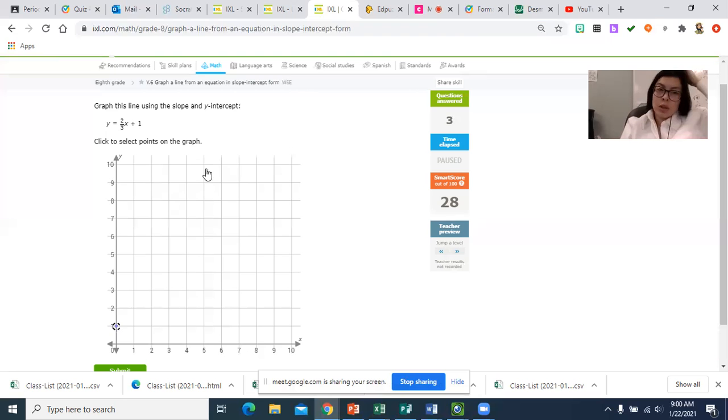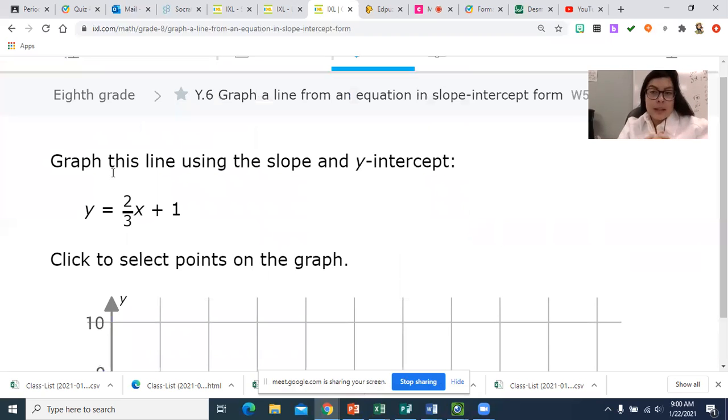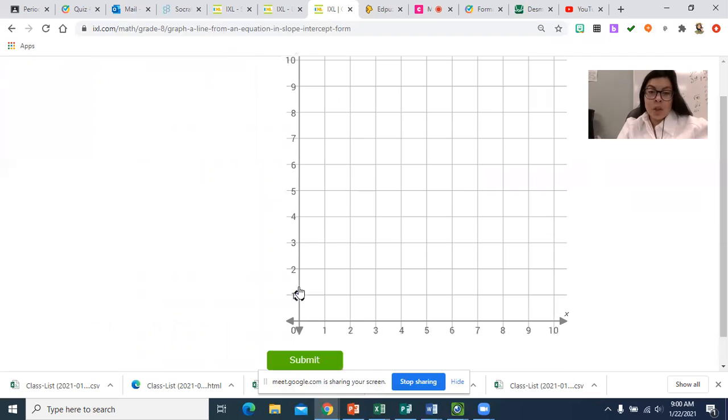So here in this problem, what is your slope? The number in front of x, the coefficient of x. It's 2 over 3. So then is it positive or is it negative? It's positive. So because it's positive, you're going to go up. So from the 1, you're going to go up 2. Now, when we go up, we're going to count blocks, not points. We're counting blocks because it has to go up a whole block.